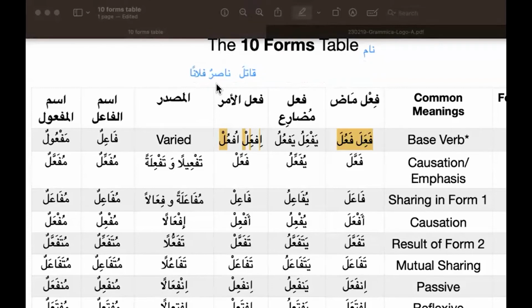So form three, the fa'il can indicate two things: either Nasir began the fight or he's winning in the fight. So Nasir fought Fulan. Fulan is kind of fighting back, but he's not really as successful as Nasir. This is called sharing, fighting each other in this case. Now you notice form three also has two masdars, mufa'alatan and fi'alan, and you should know both of these two masdars.